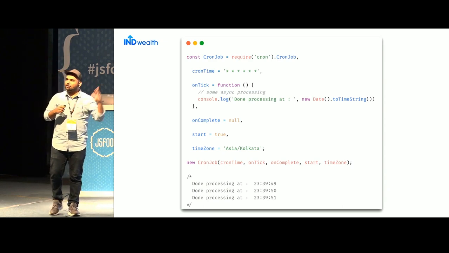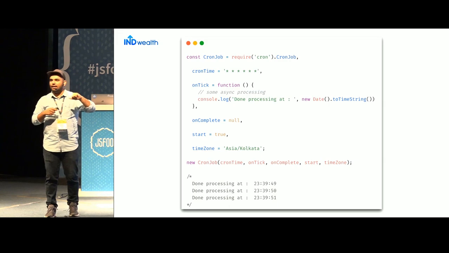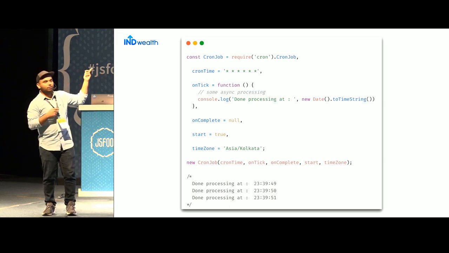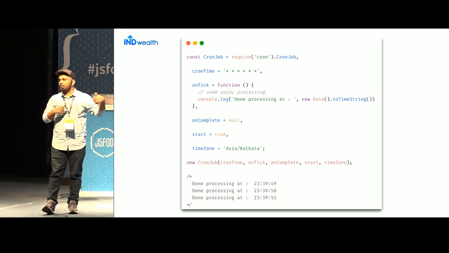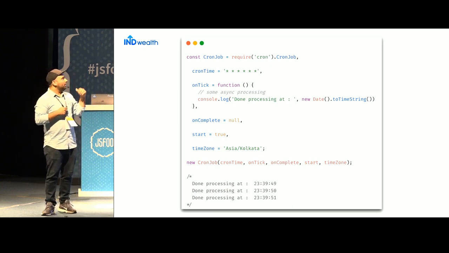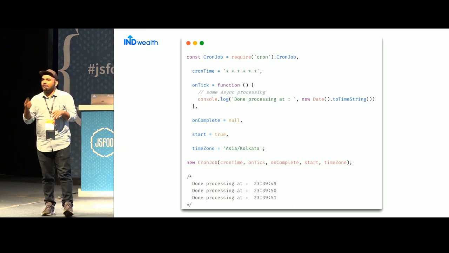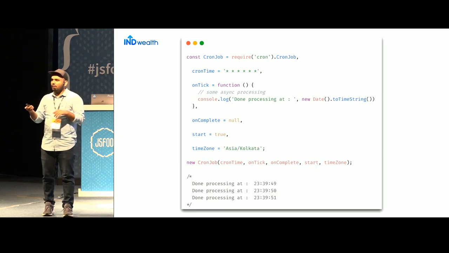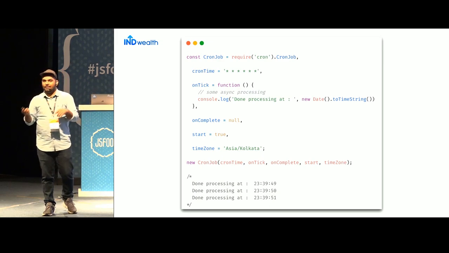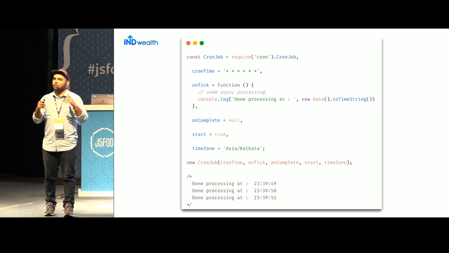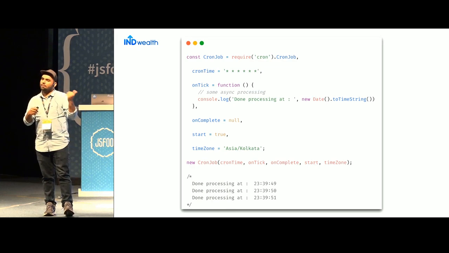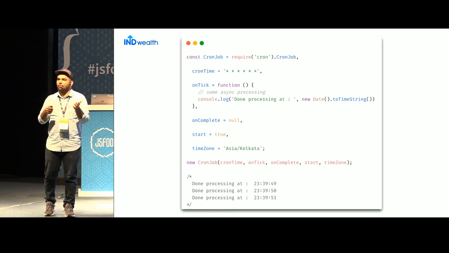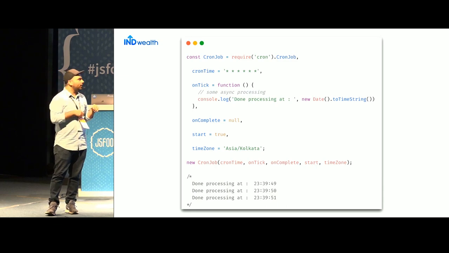So the first parameter is cron time, which is the good old star syntax that we just looked at. I hope looking at this, you can probably make out what is the interval with which this will run, right? The second thing is an onTick function, which gets triggered at the specified interval. So if you have the time syntax as every second, then this would get triggered every second. The onComplete is an optional function that you can specify, which would run after your onTick function has executed. If you specify it as null, then nothing would get executed, only your onTick function would get executed.